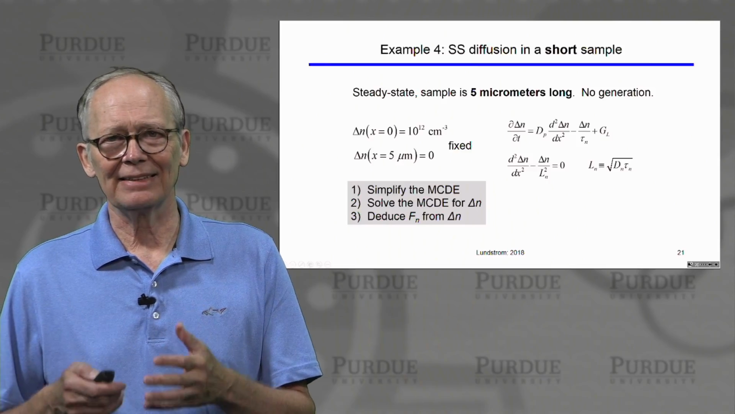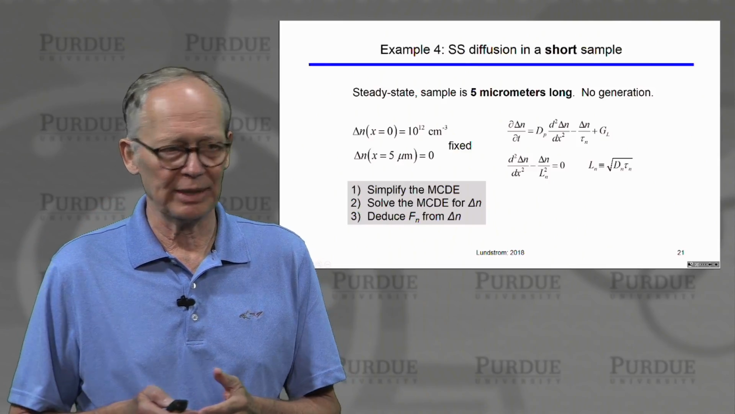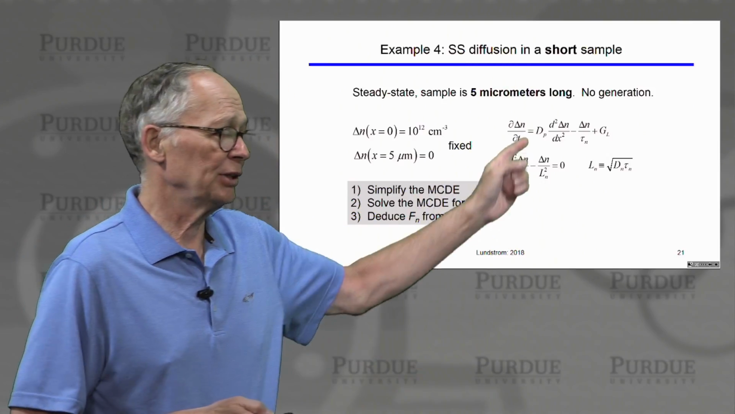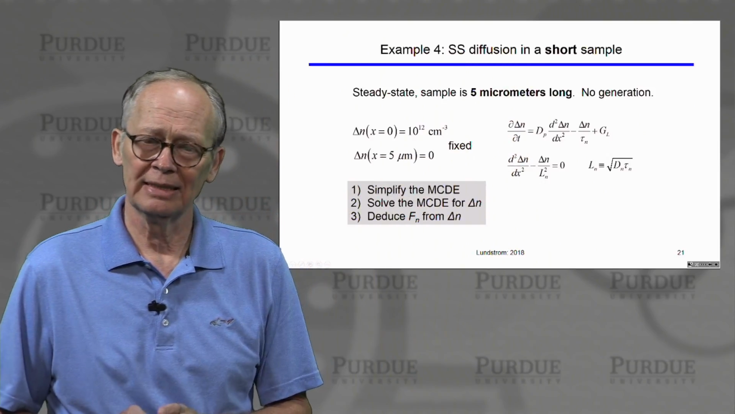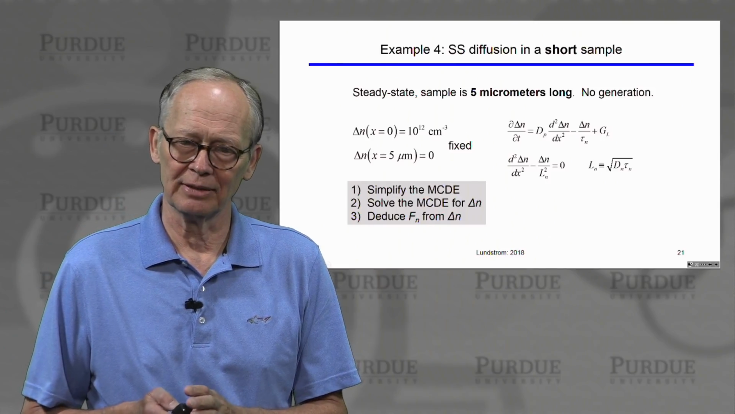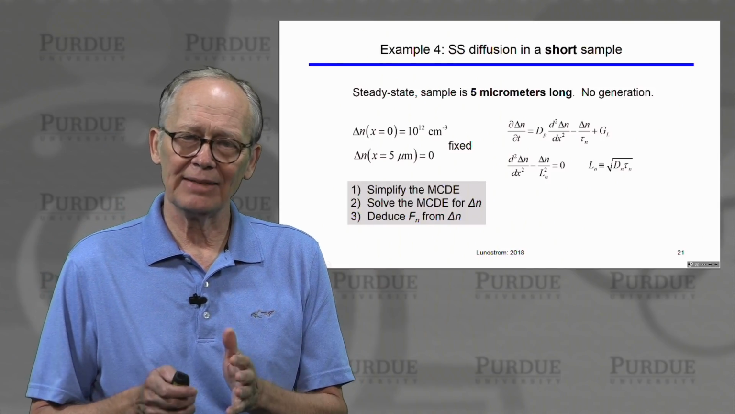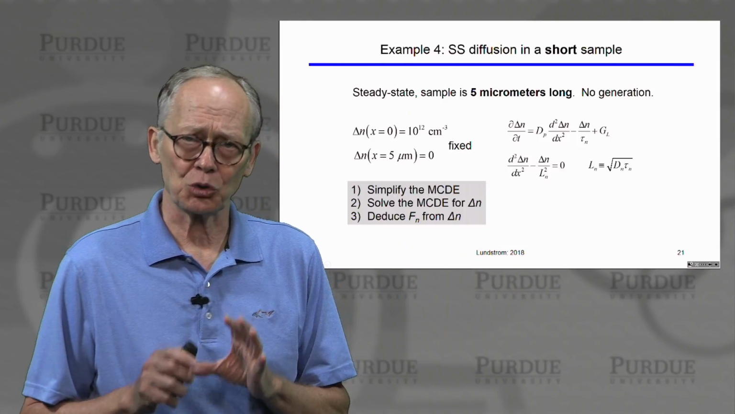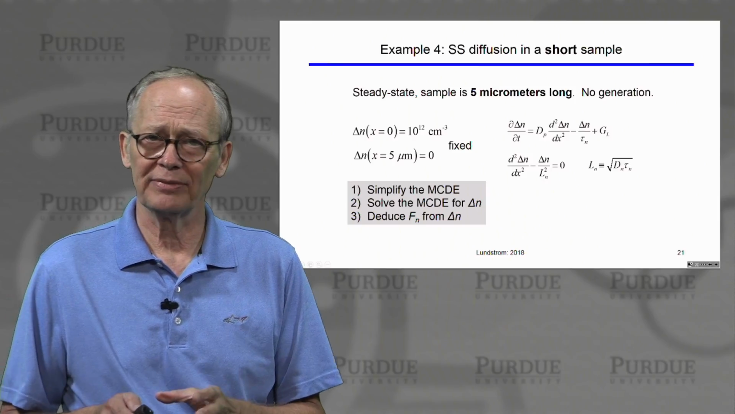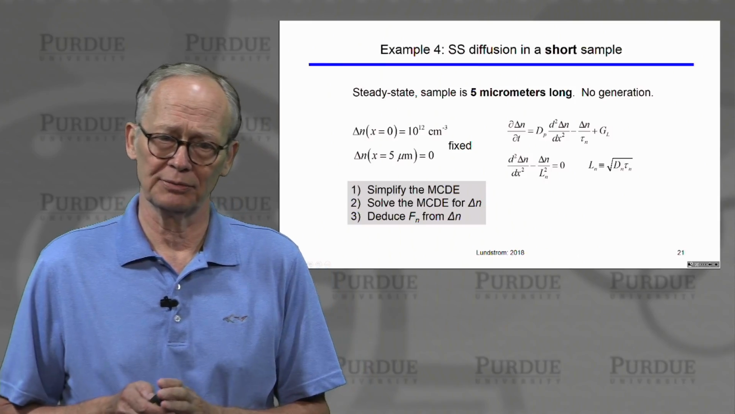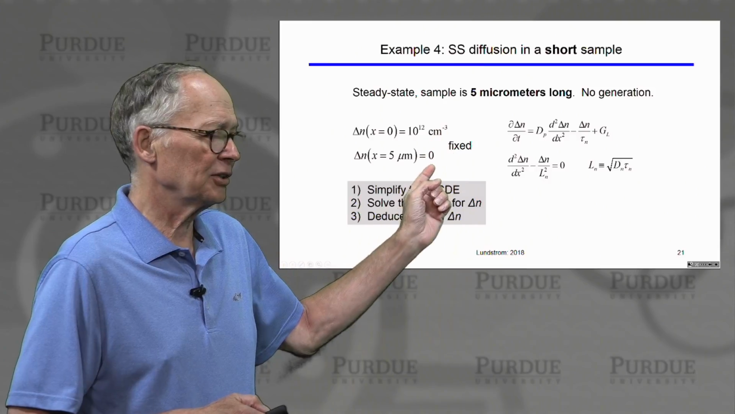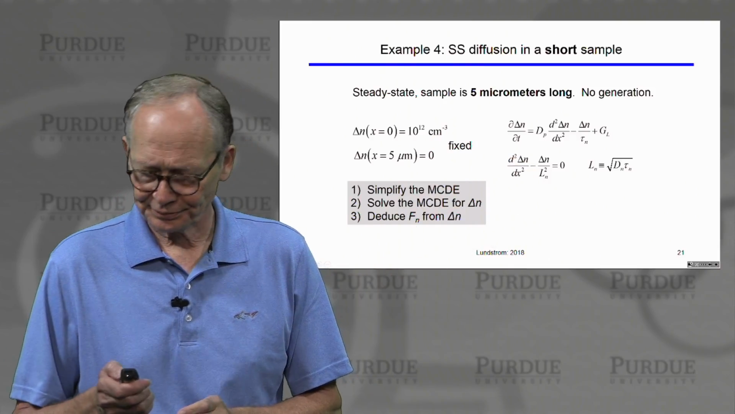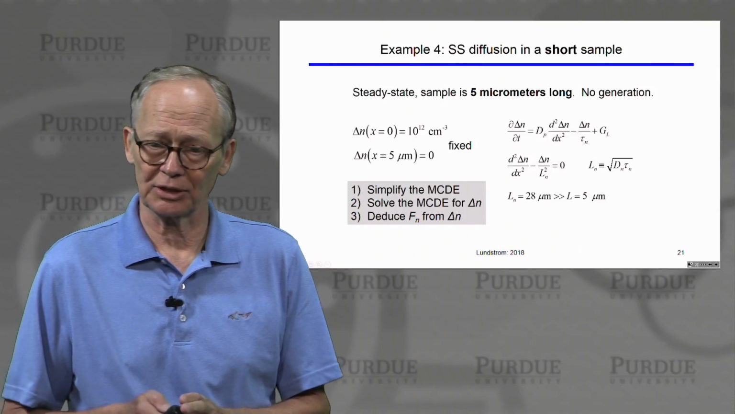This is exactly the same example as in example 3. It's just that the length of the semiconductor is much shorter. I'm going to assume it is 5 micrometers long now, not 200 micrometers. Now that's significant. 5 is much less than the 28 nanometer diffusion length. This is very short compared to a diffusion length. The previous example was very long compared to a diffusion length. Same boundary conditions on both ends. We'll have the same differential equation to solve. We just have a different length of structure.